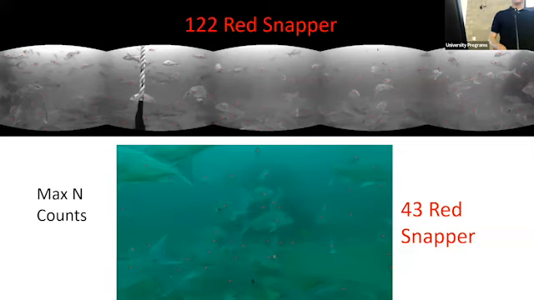So the first stage of video analysis is going through the videos and identifying every single species of fish that we can see. The second stage is counting the number of each type of fish that we can see. And that's a complicated process because it's hard to determine how many fish are in a video when they're moving around and swimming in and out of view.